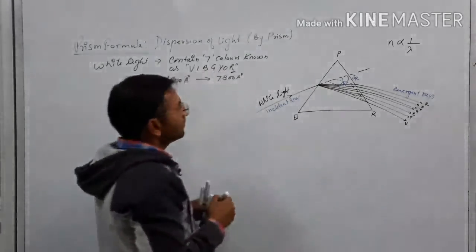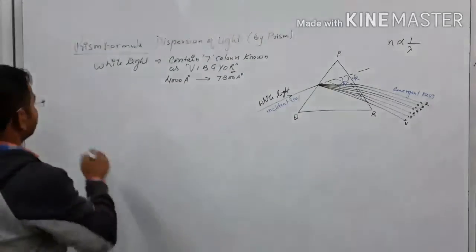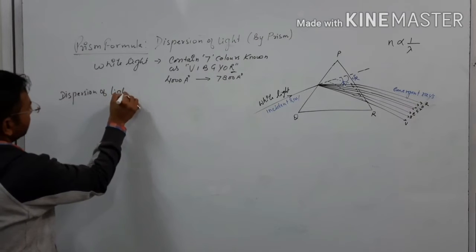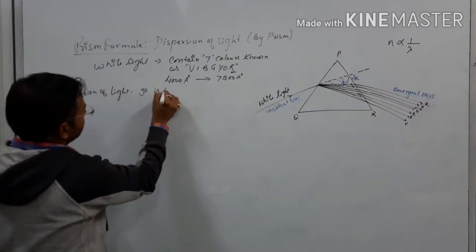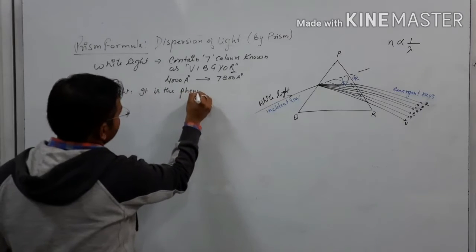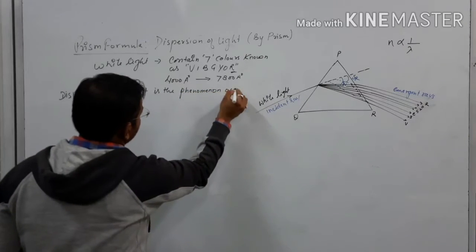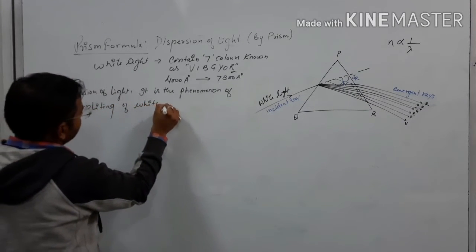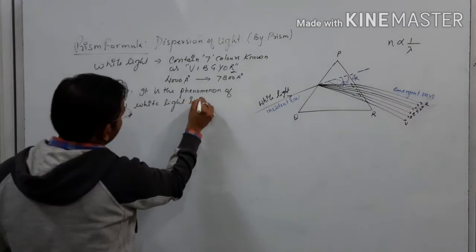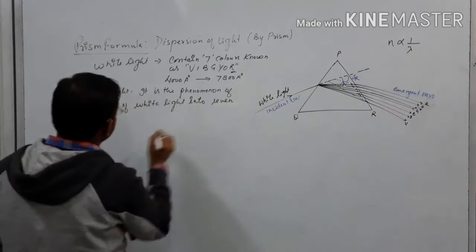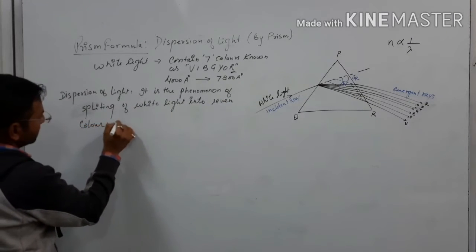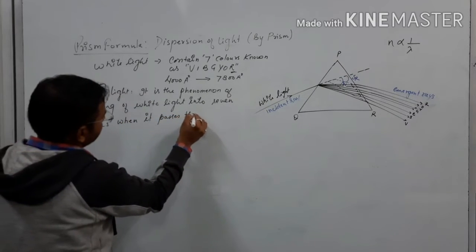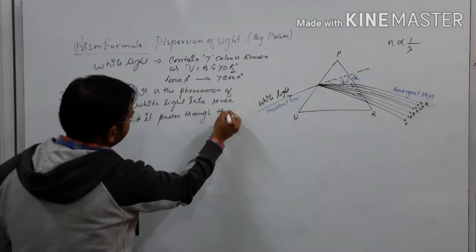Now the dispersion. What is the meaning of dispersion? Dispersion of light is the phenomenon of splitting of white light into seven colors when it passes through the prism.